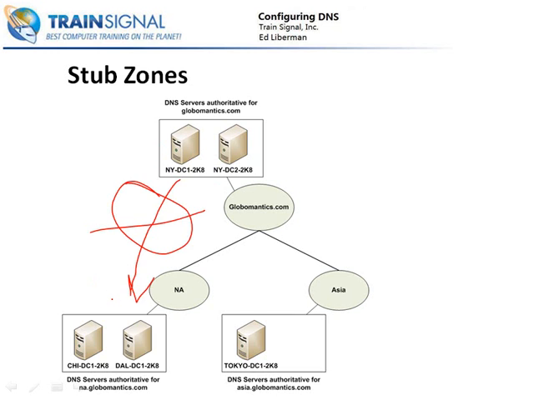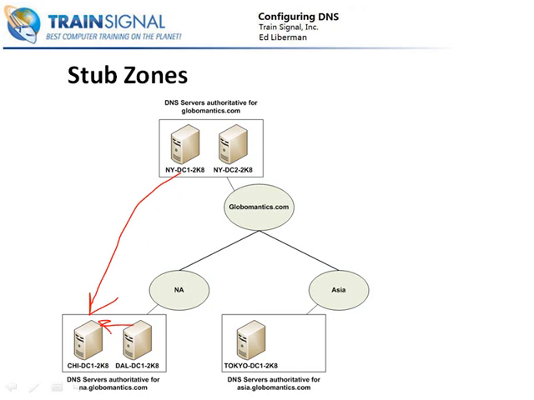But now, when Dallas DC1 gets added to na.globalmantics.com domain, when New York DC1 checks in, which it will do because it has a zone record, when it checks in with Chicago DC1, it now has that new record added when Dallas DC1 came on, and it sends that information back up to New York DC1. Of course, these guys are all sharing information with each other, and these guys now know about Dallas DC1 also being authoritative for na.globalmantics.com. So that's pretty much how a stub zone works.